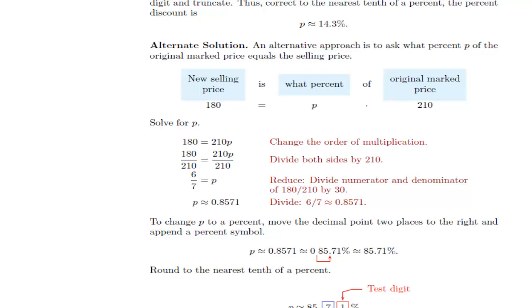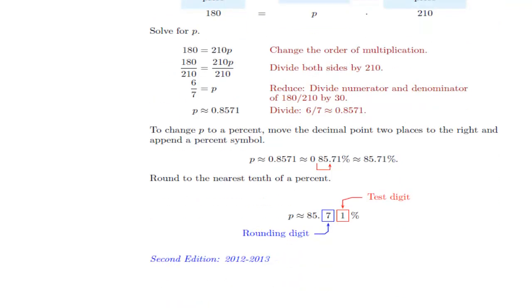And on the left, 180 divided by 210 is 180 over 210, which reduces to 6 over 7 if we divide numerator and denominator by 30. Then 6 over 7, or 6 divided by 7, approximately equals 0.8571. To change P to a percent, move the decimal point 2 places to the right and append a percent symbol to get 85.71%. Round to the nearest tenth of a percent.